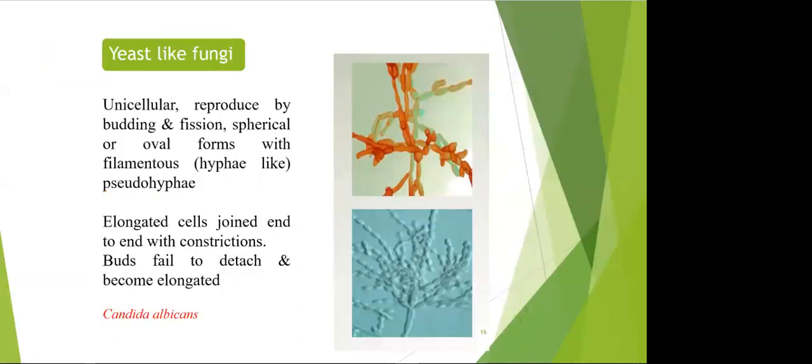Next is yeast-like fungi. They are unicellular and reproduce by budding and fission. Like yeast, they are seen as spherical or oval forms, with filamentous or hyphae-like structures called pseudohyphae. Elongated cells join end to end with constriction, but fail to detach and become elongated. A common example of yeast-like fungi is Candida albicans.